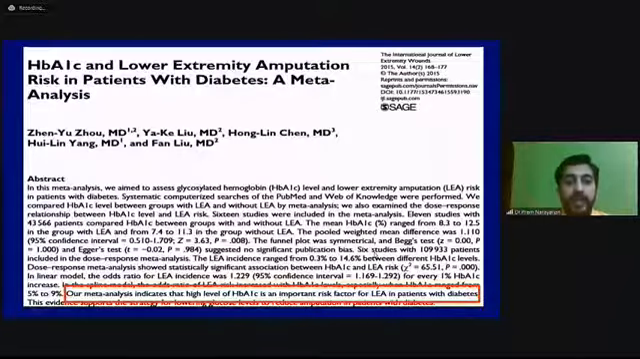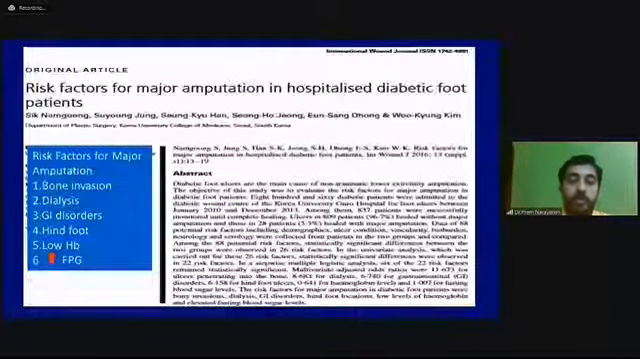Then another meta-analysis, again published in the International Wound Journal. It was a Chinese paper, but we looked into the A1C and the LE, or lower extremity amputation risk in patients with diabetes, a meta-analysis. You can see here this meta-analysis indicates that a high level of A1C is an important risk factor for lower extremity amputation in patients with diabetes. So again, that shows the importance of a high A1C.